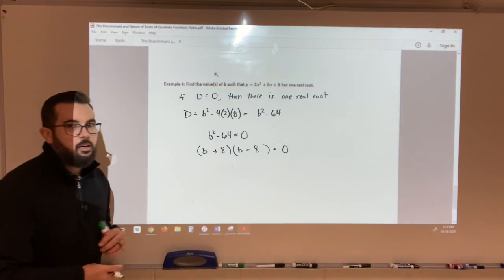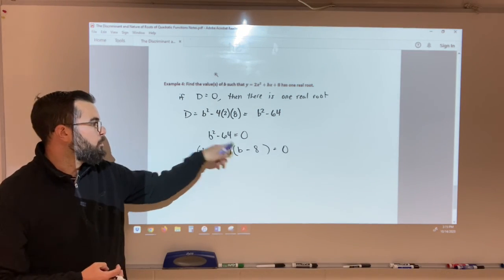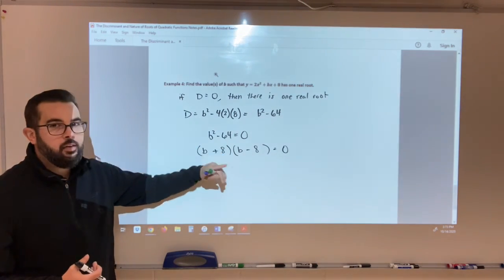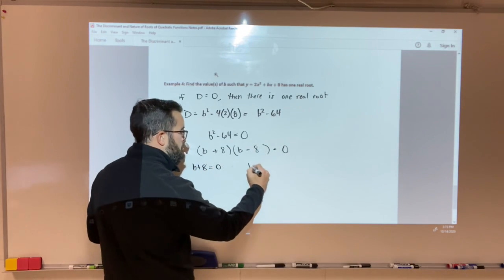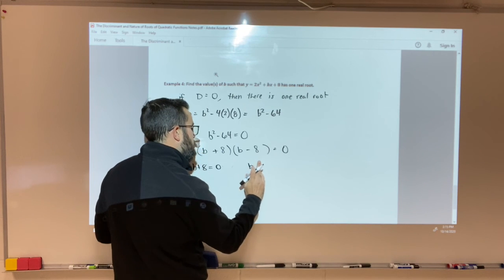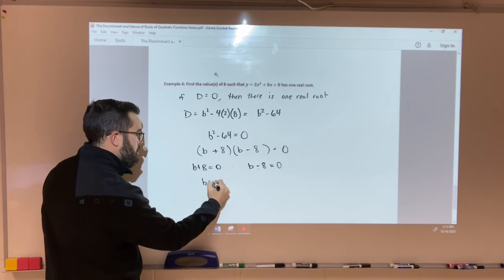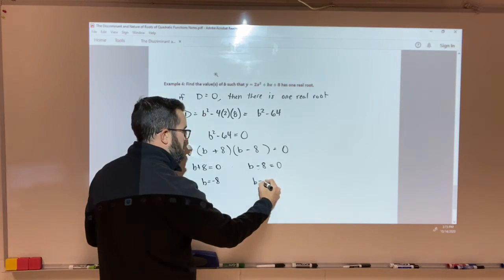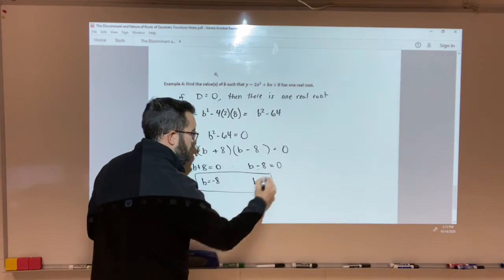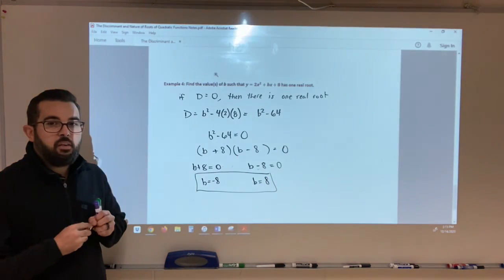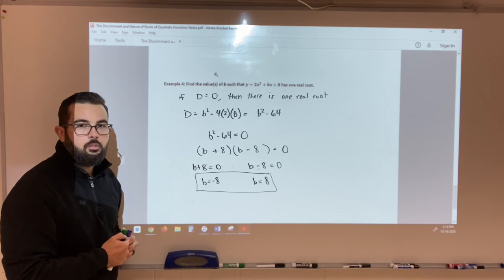So it goes there. Now this is equal to 0. So this is the factored form of b squared minus 64. Now you use the zero product property to set each factor equal to 0, and then solve for b. So b has to equal -8, or b can equal 8. Both of those b values will produce a function that only has one real root.